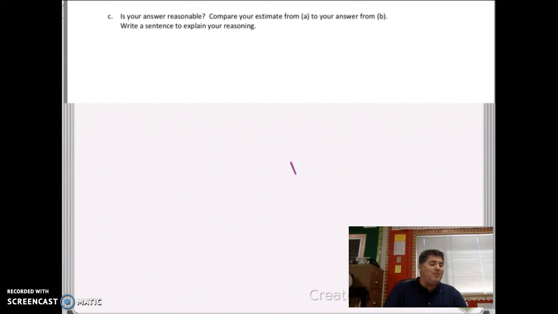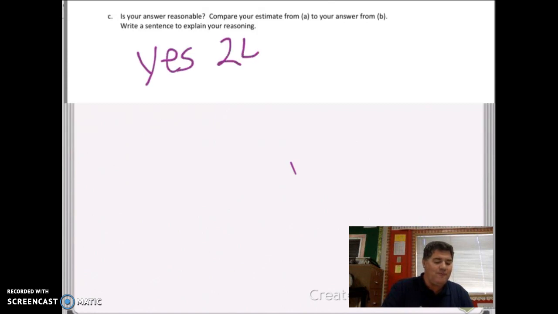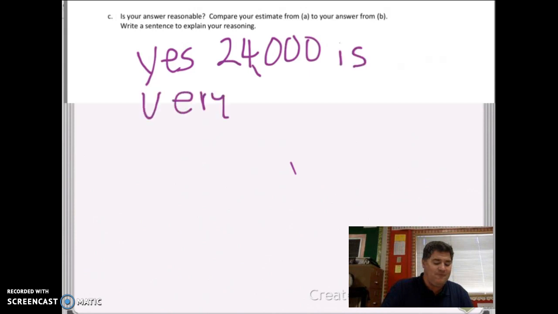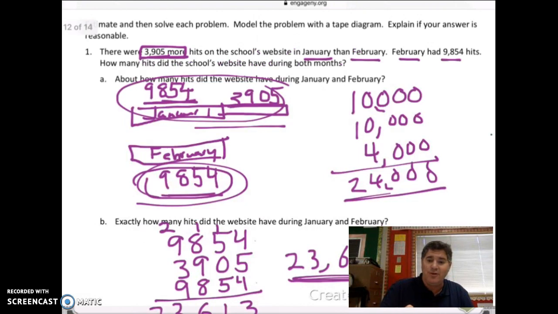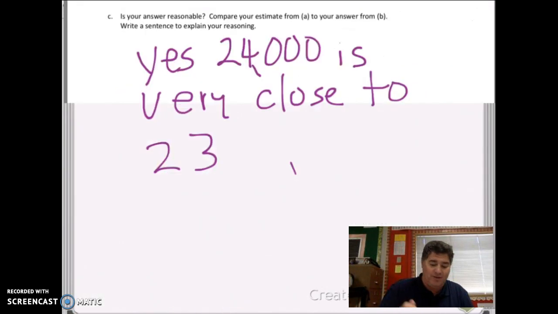It actually says, is your answer reasonable? Compare the estimate from A to B and write a sentence to explain. So we would just write, yes, 24,000 is very close to 23,000, let's see, 23,613.